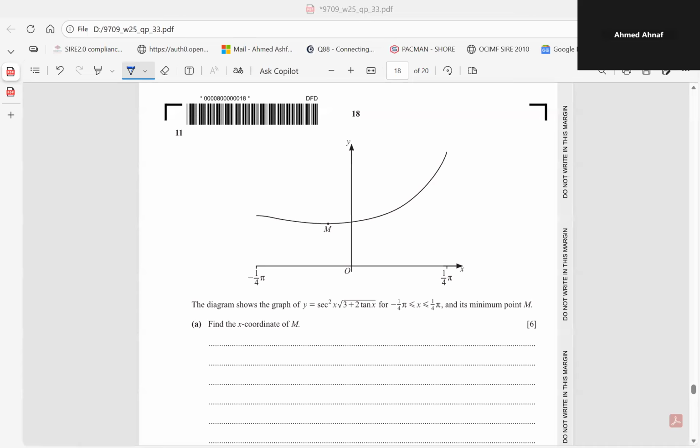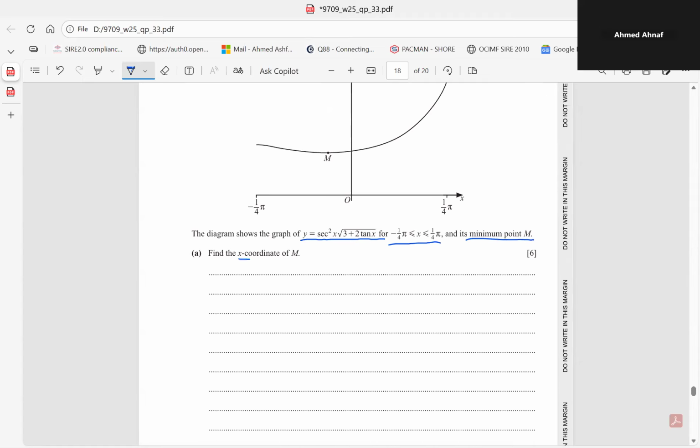Okay, so for this question, we are given a diagram that shows the graph of y equals secant squared x times square root of 3 plus 2 tangent x, for this domain of x between pi over 4 and negative pi over 4, and the minimum point M. So for the first part, we need to find the x coordinate of M.